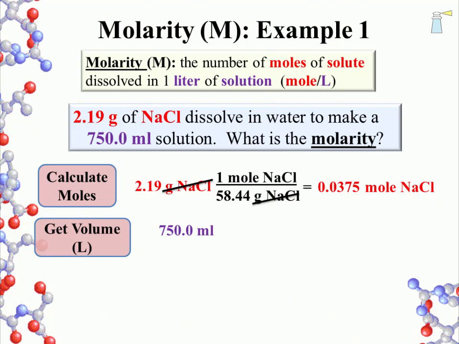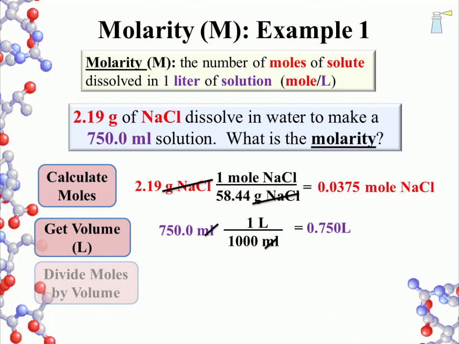Step 2 is to get the volume of solution in liters. Currently, it is in milliliters. The conversion into liters is one that many students can do in their heads. We will use a metric conversion factor that relates mL to liters and has an orientation that allows mL to cancel. The math produces 0.750 liters. The last step is to divide the mole value obtained in step 1 by the volume value obtained in step 2.